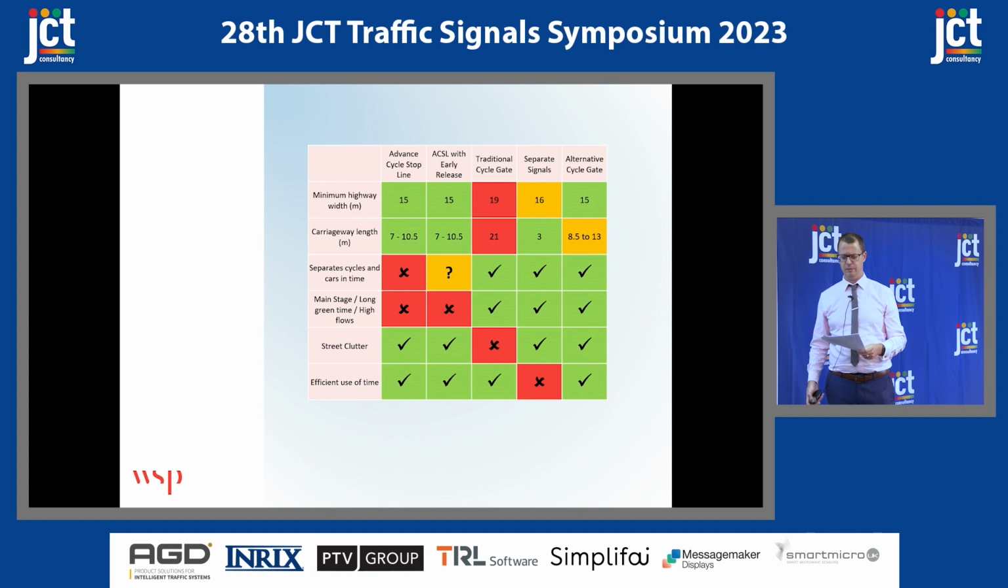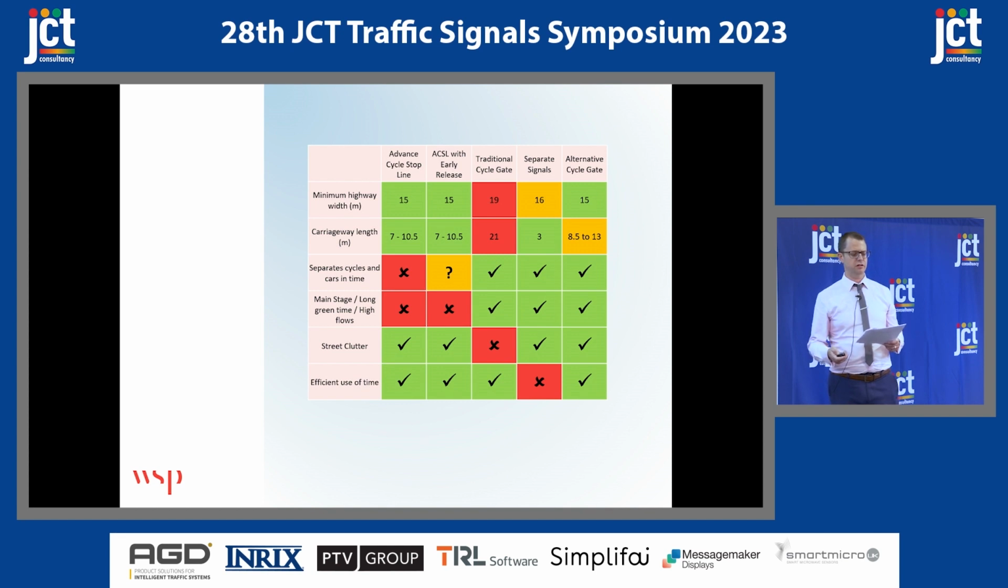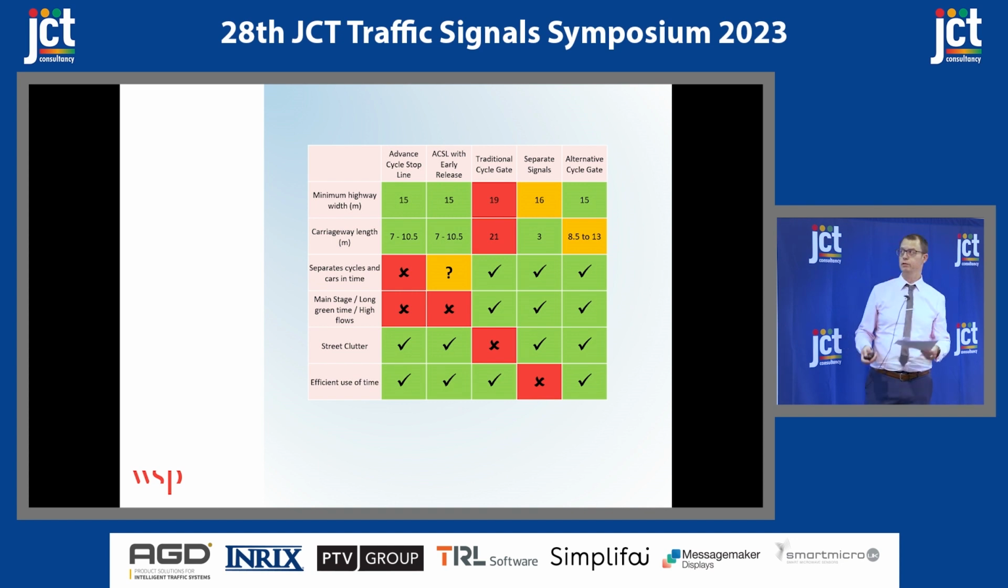So back to the comparison table. This proposed layout doesn't use any more highway width than a usual ASL, with or without early release. It uses slightly more carriageway length, but only by a fairly small amount, and certainly a lot less than a traditional cycle gate. Its use of time is just as efficient as an ASL or a traditional cycle gate, as it doesn't introduce extra intergreens as separate signals would. It fully separates cyclists from other traffic in time, and it only introduces one additional pole, which even then could just be a stub pole, almost green across the board.